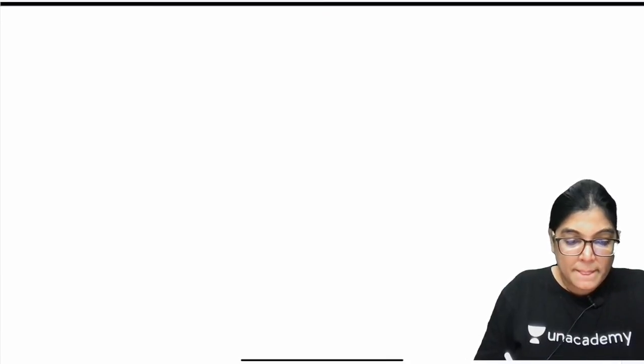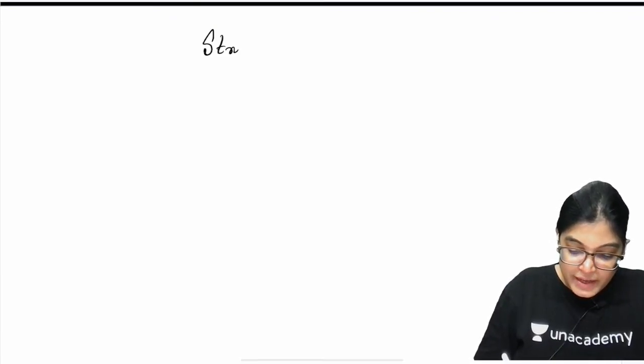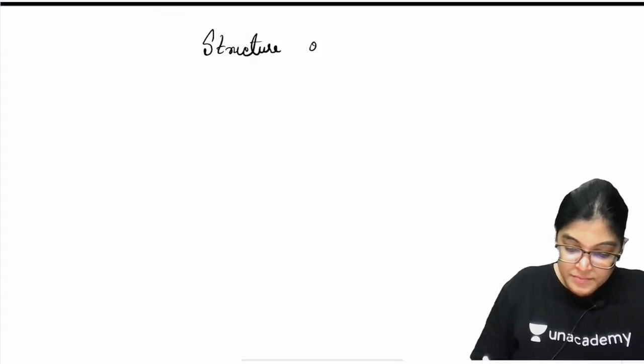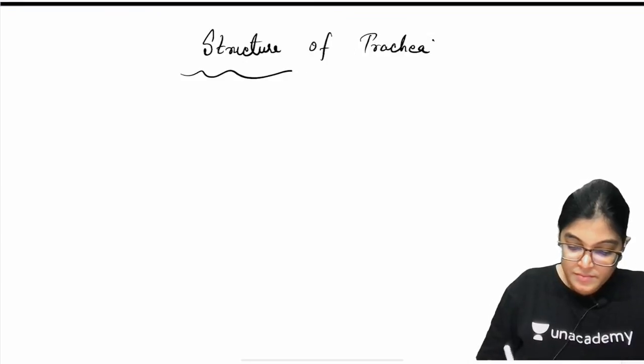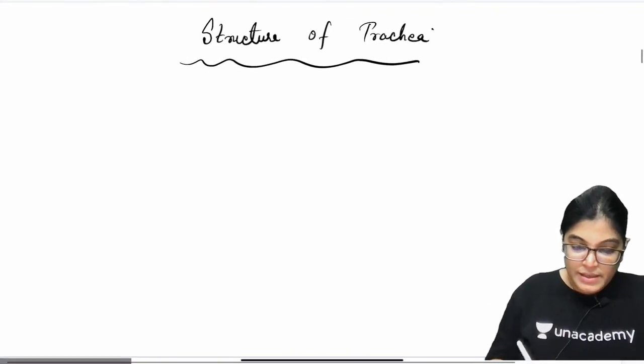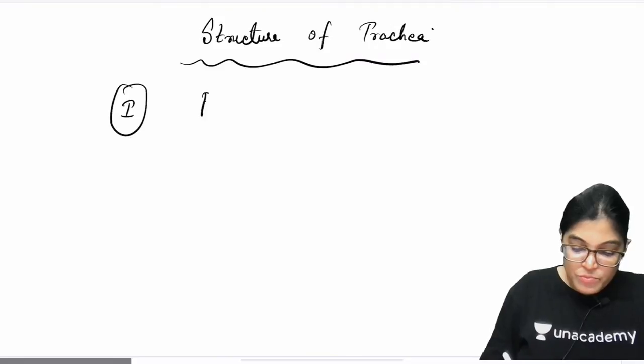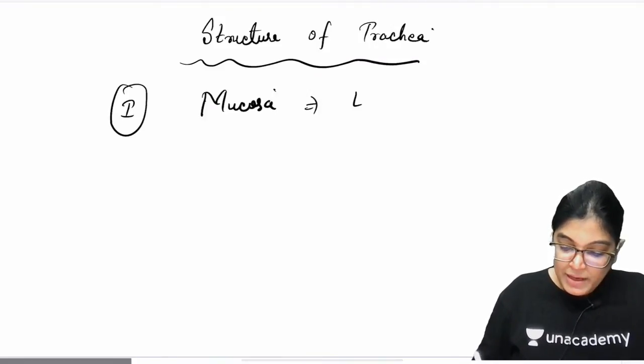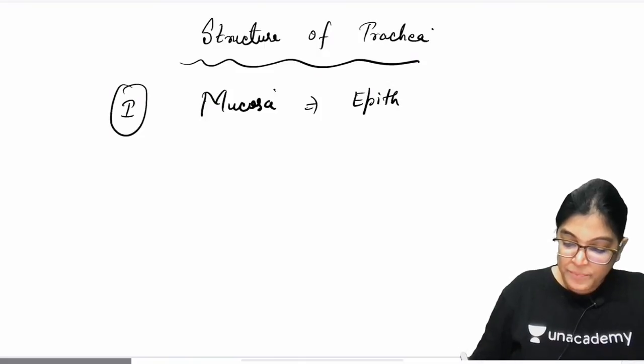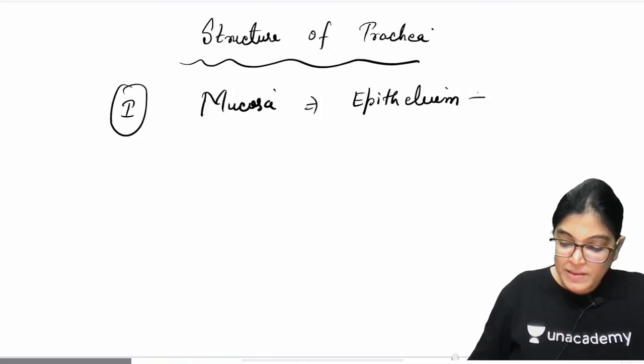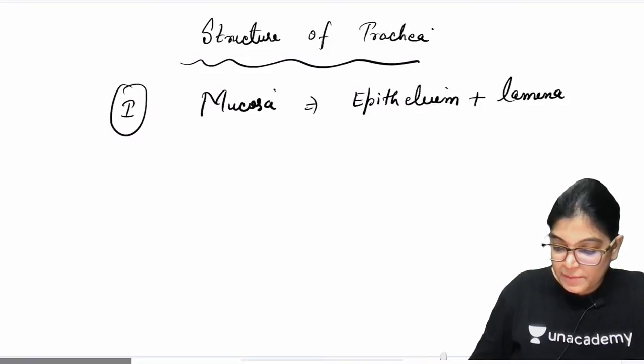So, yes, now coming to the structure of trachea. So coming to the first layer, what is the first layer? Mucosa. The first layer will be the mucosa. The mucosa is having epithelium and lamina propria.